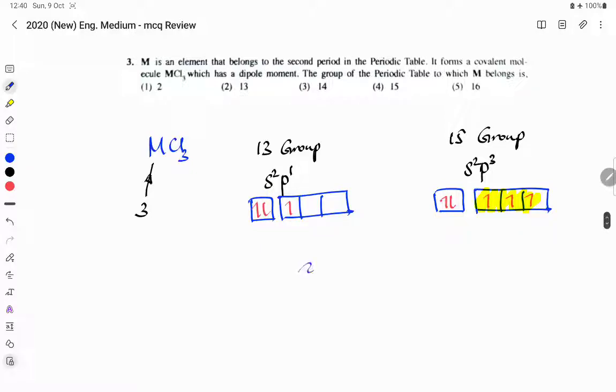So if we draw the molecule, since it belongs to the second period, the second period elements are lithium, beryllium, boron, carbon, nitrogen, oxygen and fluorine. So the group 13 element will be boron, and the group 15 element will be nitrogen. So if boron is our compound, its geometry will be trigonal planar.